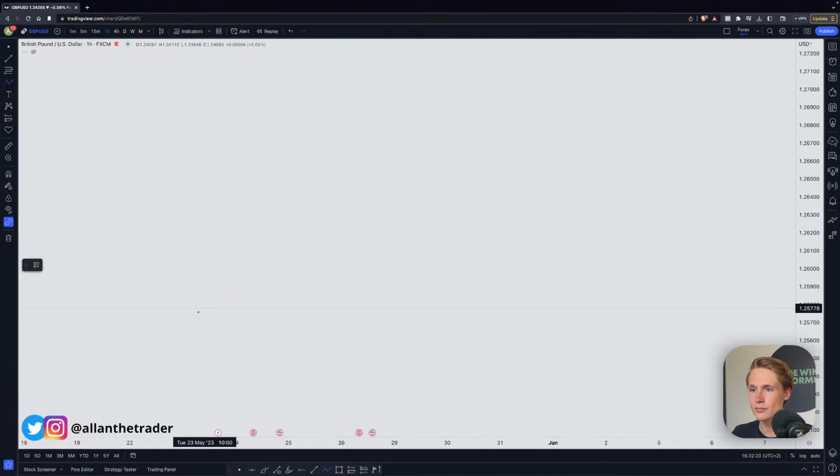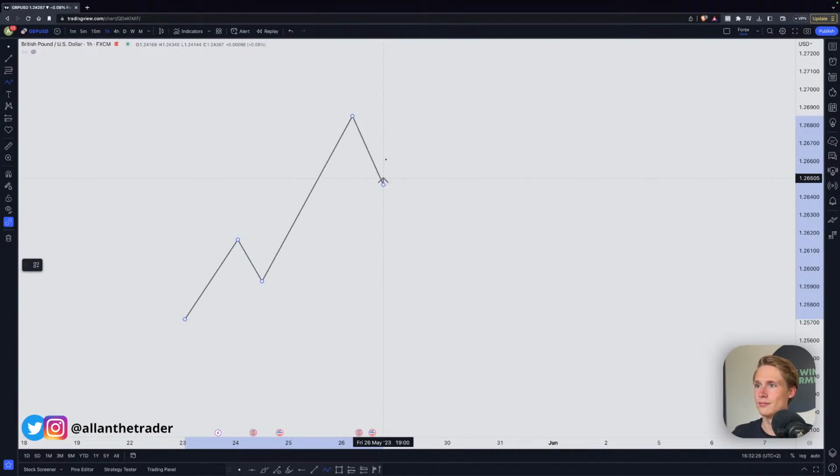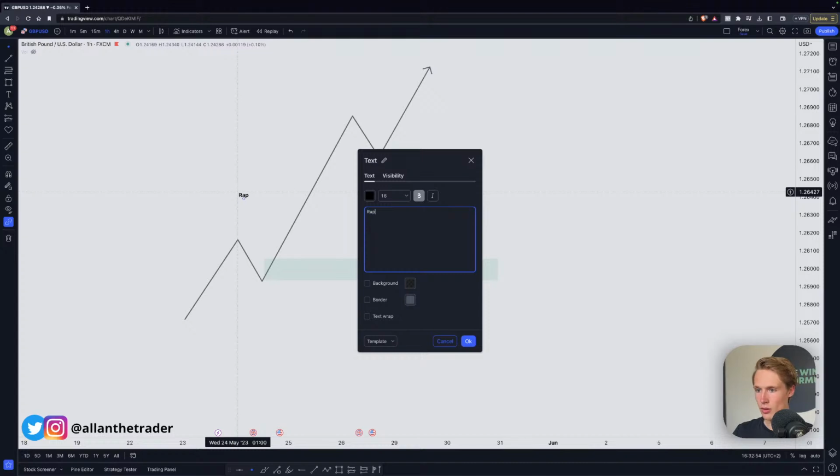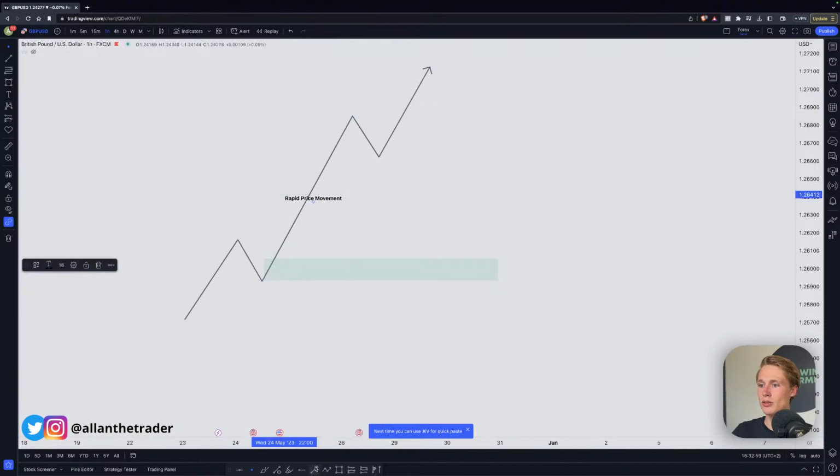Okay. So let's say your chart looks like this. And it's just a simplified version of a chart, obviously, but you need to simplify it to understand it. So let's say you see this. Well, what is a demand zone? A demand zone is mostly the starting point of a rapid price movement. So this fast moving price action is what we call a rapid price movement. That's this part.